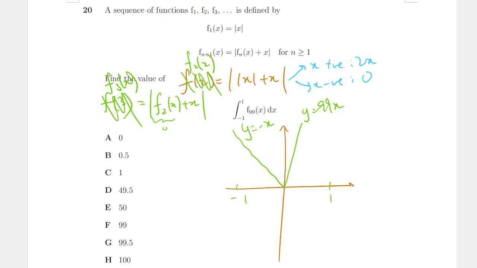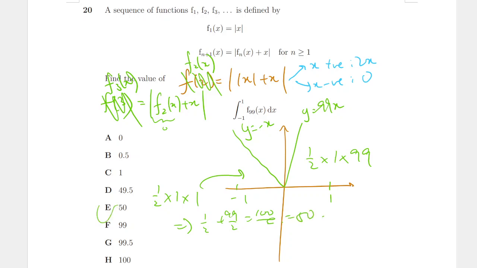So these are just two triangles. Yeah? So this triangle is a half times 1 times 1, half base times height. Same thing here, half times base times height, which is 99, yeah, because 99 times 1 is 99. So final answer would be 1/2 plus 99 over 2, which is 100 over 2, which is exactly 50. Cool, so final answer would be E. There we are.